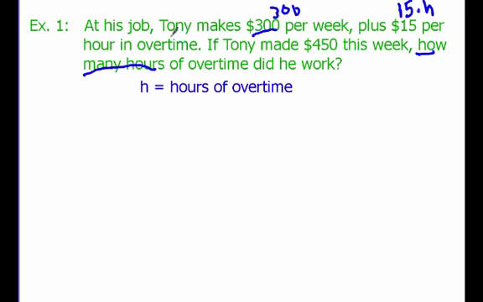So, if we want to write an equation, we can say that Tony's making $300 plus $15 times the number of hours of overtime he works, and we know that that's equal to $450. So we got that from the $300 he makes in the week plus $15 times the number of hours of overtime, which we don't know yet, and that's going to give us the $450 that Tony makes.